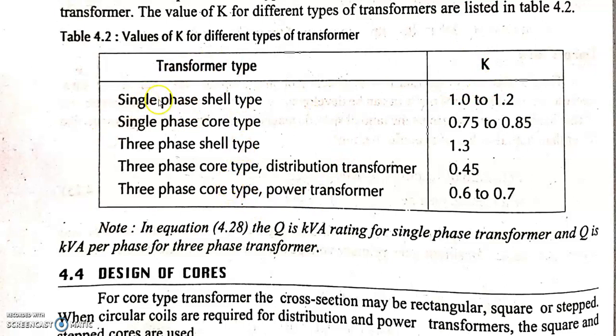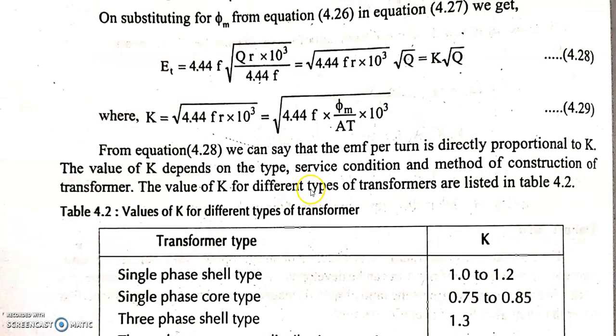See here, it is for a single phase shell type transformer, this value. For single phase core type transformer, its value will be 0.75 to 0.85. And for three phase shell type transformer, for three phase core type distribution transformer and three phase core type power transformer. Always the high voltage transformers, that is distribution transformer and power transformer, will usually be of core type. Only low voltage transformers will be of shell type in nature. So these are the different values of K for a transformer based on its construction. Okay, so this is about EMF per turn in a transformer.